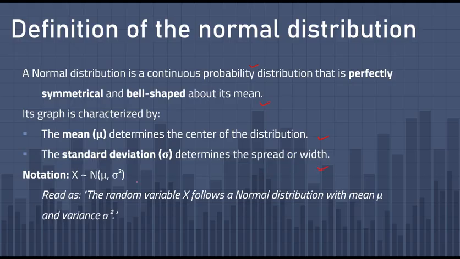Notationally, if we want to say that x is a random variable which follows a normal distribution with mean mu and variance sigma square, then we write it like this: random variable x follows a normal distribution with mean mu and variance sigma square. Sometimes we say variance sigma square, sometimes we say it in terms of standard deviation. In that case, we say standard deviation sigma. So either we say this or we say this. Okay.